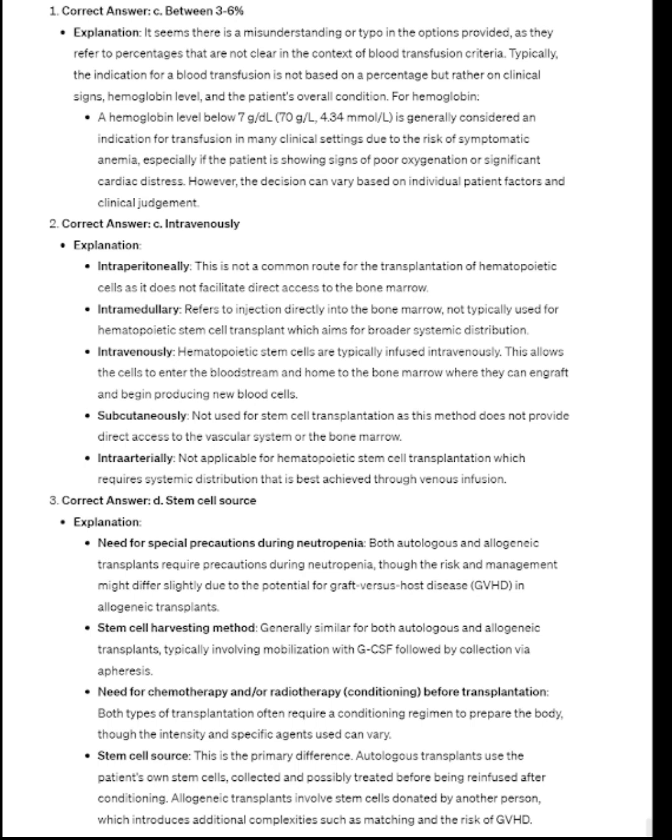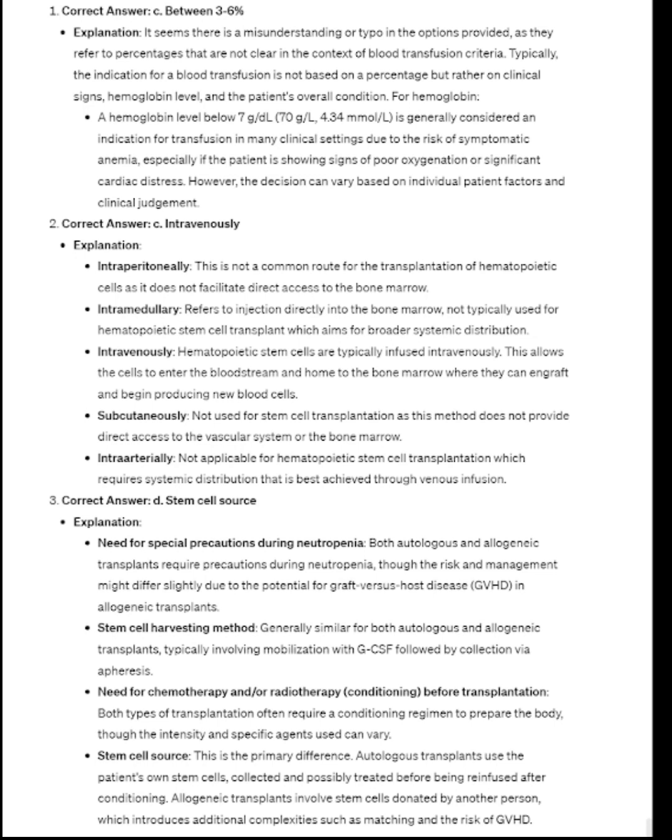3. D. Stem cell source. Explanation. Need for special precautions during neutropenia. Both autologous and allogeneic transplants require precautions during neutropenia, though the risk and management might differ slightly due to the potential for graft versus host disease, GVHD, in allogeneic transplants.